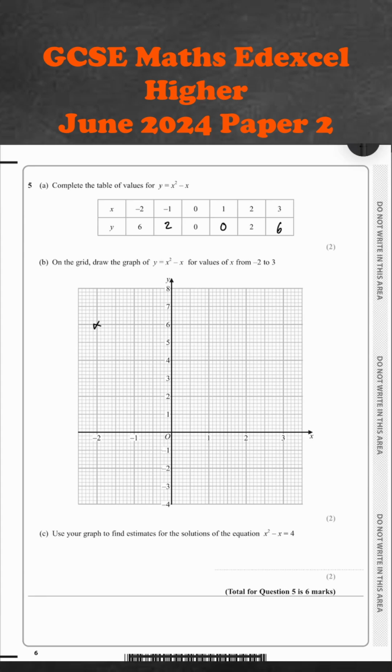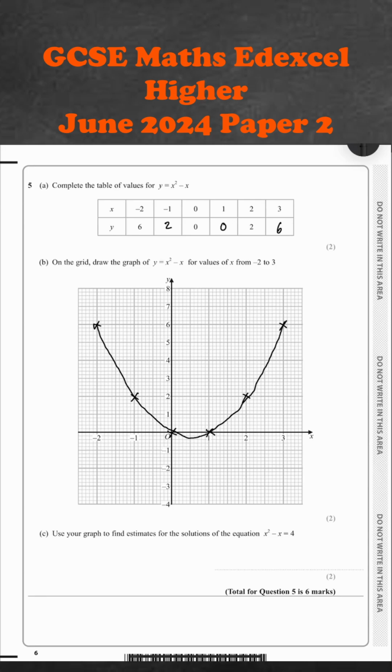We've got -1 and 2, we've got 0, 0, we've got 1, 0, we've got 2, 2, and we've got 3, 6. I'll do my best to draw this freehand on the iPad. Let's try. It's just going to dip under there, and there you go.